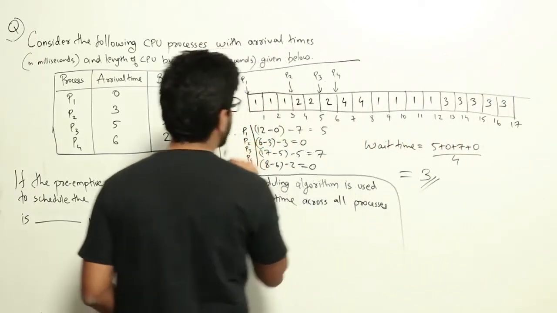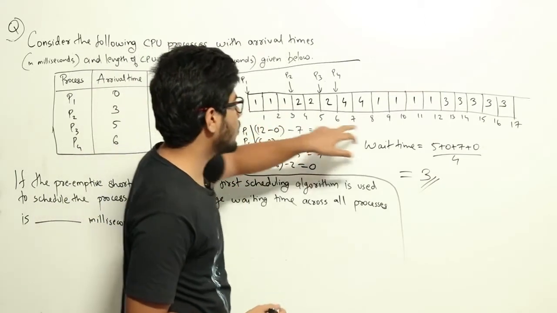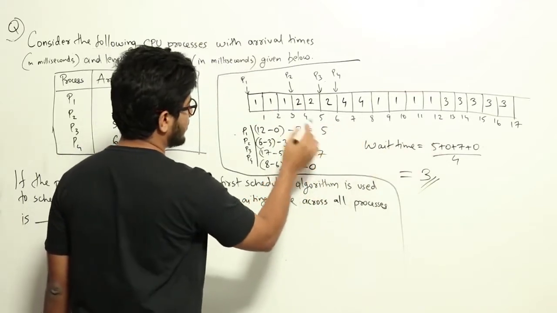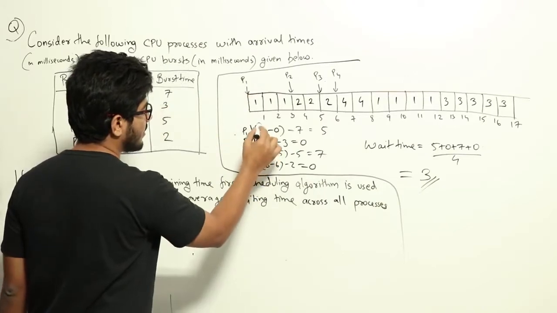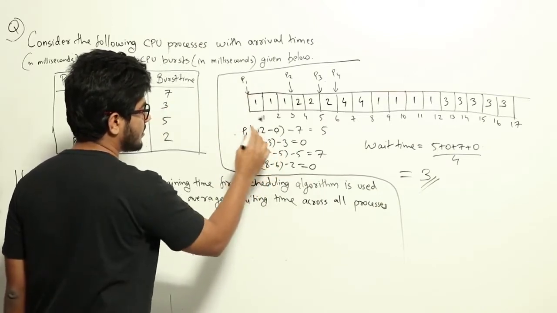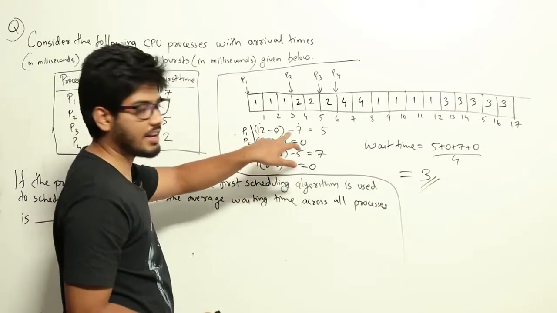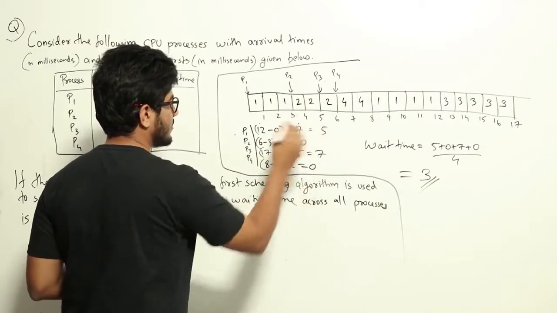So for P1, P1 arrived at 0 and P1 got over at 12. Out of that, 7 time quantum was the burst time of P1. So the waiting time of P1: this is the completion time, this is the arrival time, and this is the burst time. Waiting time is completion time minus arrival time, the whole minus burst time, that is 12 minus 0 minus 7, which is 5.